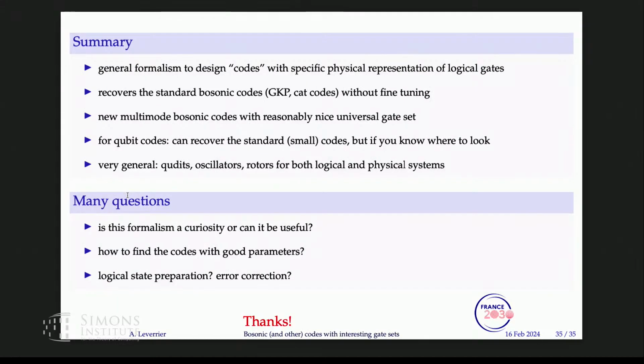So there are obviously many questions. The first one is really, is it a curiosity, or can it be useful? At the moment, I can just recover things that are already known. For qubits, it's not even clear how to recover them if you don't know them in advance. The question is really how to find codes with good parameters. It's not clear at the moment. And then, error correction, logical state preparation, I have no clue.